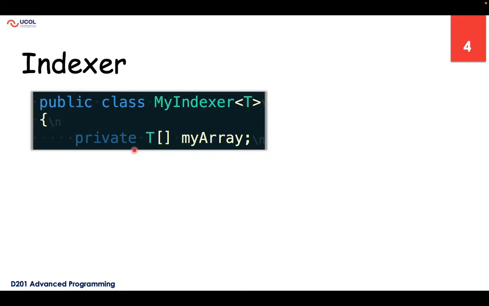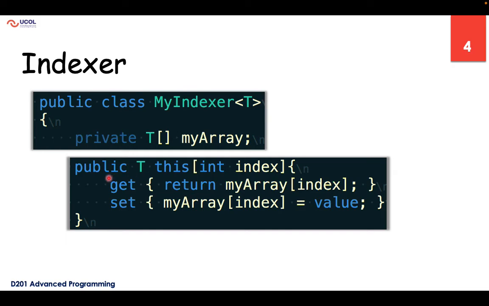So we are talking about a class. We say MyIndexer, that's the class name, and we are saying that it is generic, and then we say private T array. We have an array in that particular generic class. Now we are defining an indexer on this array, that is, how we can access the elements of that array.